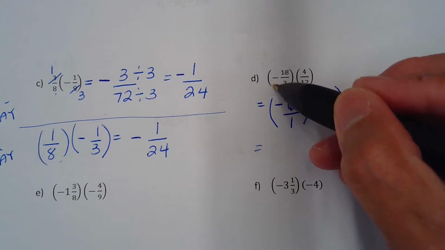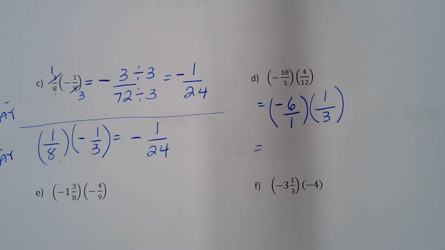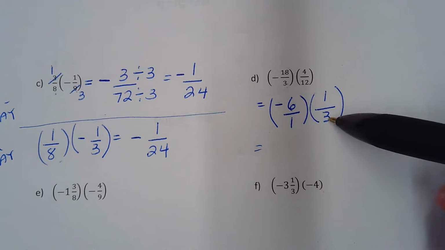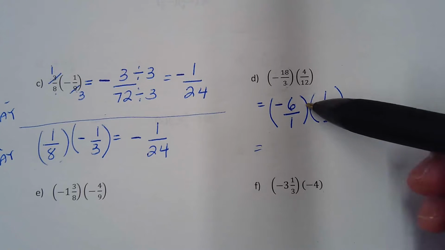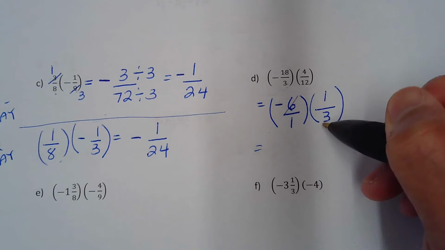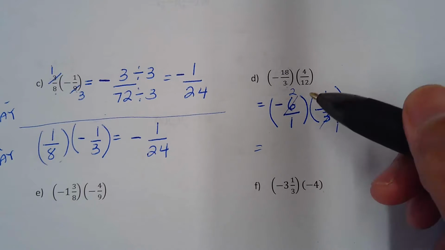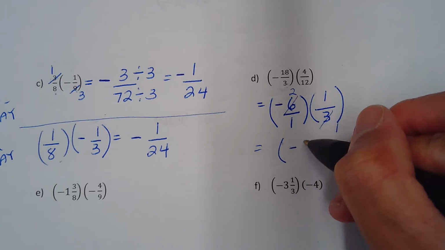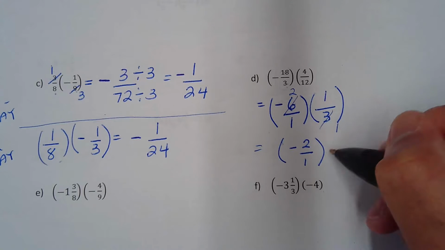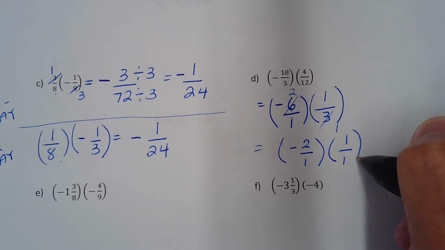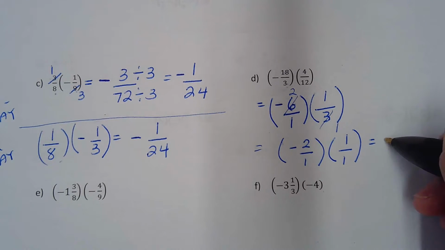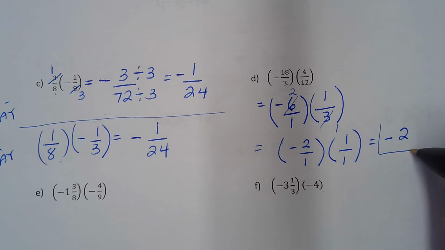Now, we've reduced individual fractions. What about cross-reducing? 6 and negative 3 could be cross-reduced. So this is going to be 2, and this is 1. So we're left with negative 2 over 1 times 1 over 1, which is negative 2. We didn't end up with a big number.